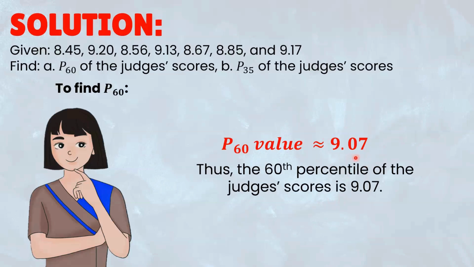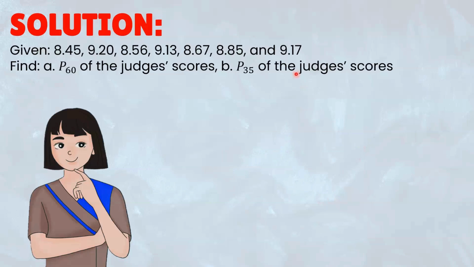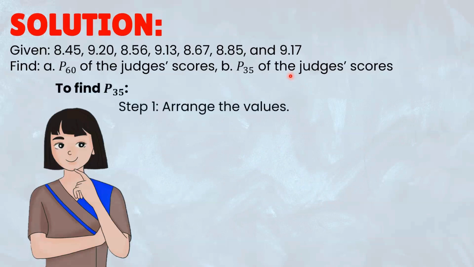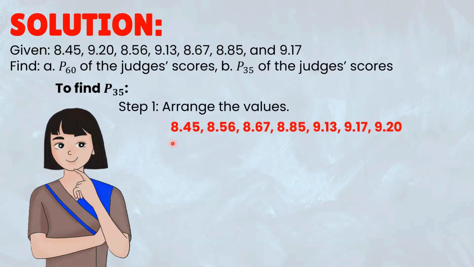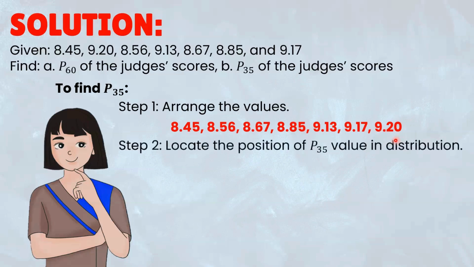Okay. Next, we look for percentile 35 of the judges' scores. So first step, we arrange the values. Again, our lowest score is 8.45 and our highest score is 9.20. Next, we locate the position of the 35th percentile value in our distribution using the formula.